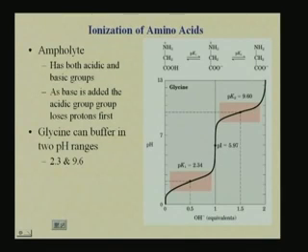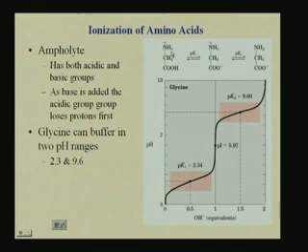Now, as the base is added, here along the x-axis, we have number of OH minus equivalents added. So, basically what are you doing? You are adding NaOH to your amino acid solution. Initially, if we make the pH very low, what does my amino acid look like? All of it is protonated. So, I have COOH and NH3 plus. Is that clear?